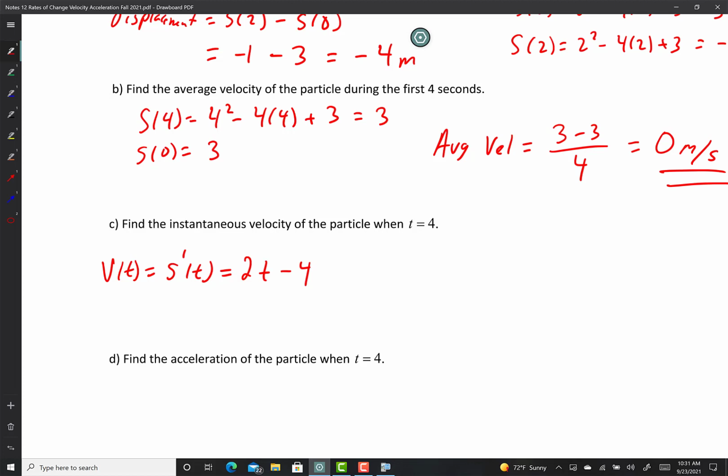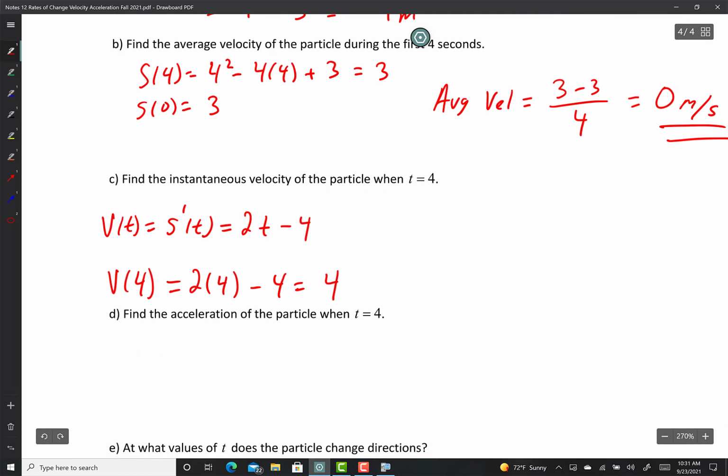What am I plugging in? So now I'm going to write v of 4 equals, and since I already wrote v of t equals s prime of t, you don't have to say s prime of 4, but if you want to, you can. 2 times 4 minus 4. 2 times 4 is 8. 8 minus 4 is 4. And I need units. Meters per second.